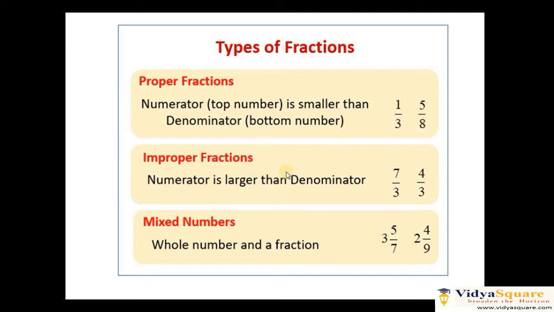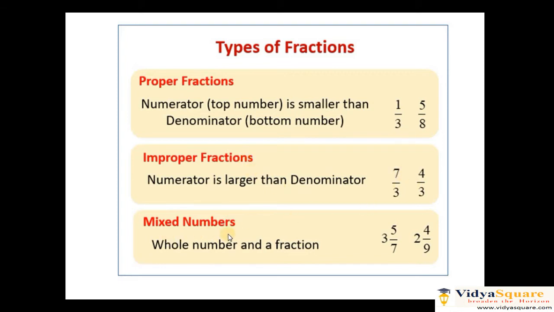So what is an improper fraction? The numerator is larger than the denominator. For example, 7 over 3 and 4 over 3. In both these cases you can see that the top number is greater than the bottom number. So these numbers are called improper fractions, where the numerator is larger than the denominator.